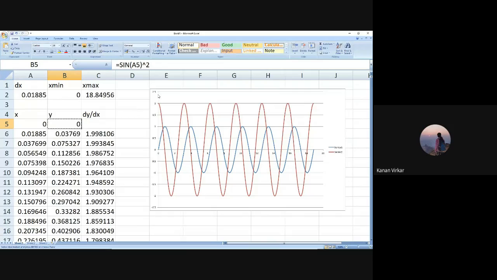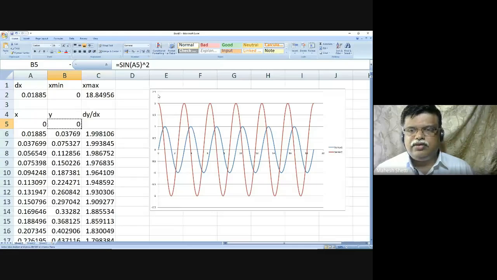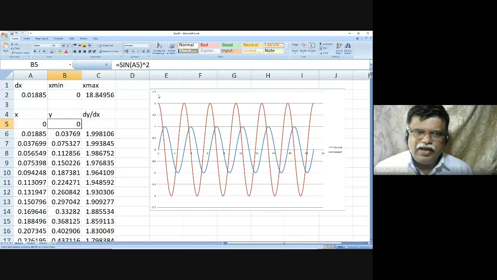It is sine x, not sine 2x. Sine of x square. I'm not talking about sine of x square. I'm talking about sine square of x, which means sine x whole square. 2 sin x cos x. Okay. So when you say 2 sine x cos x, let us see how the function is going to be. So let me apply this formula everywhere.